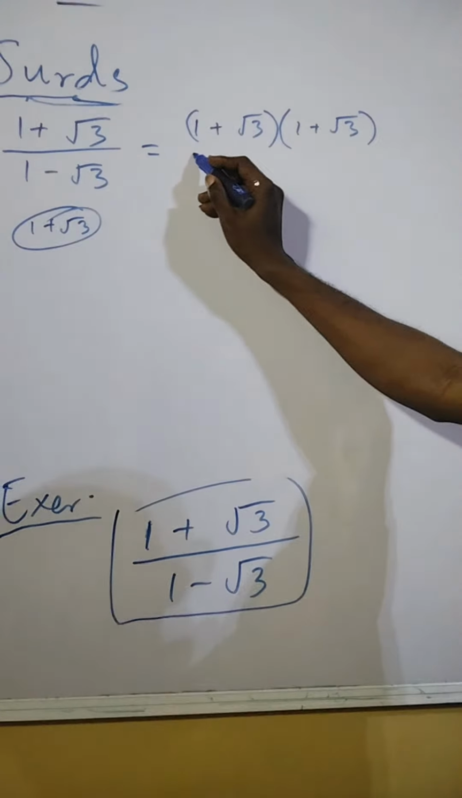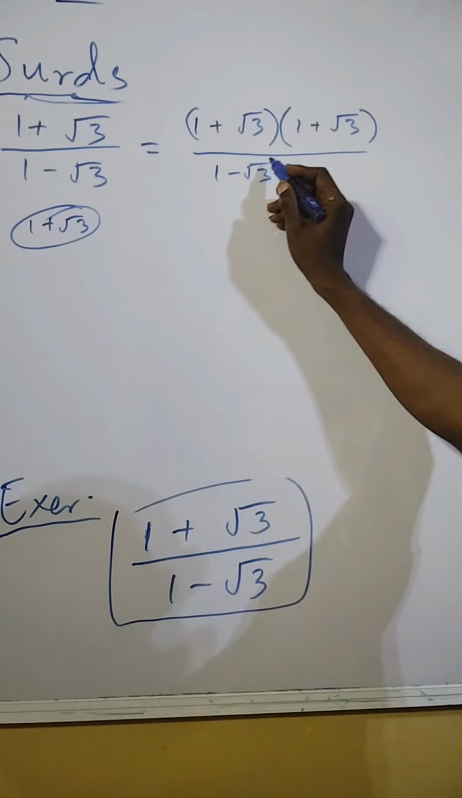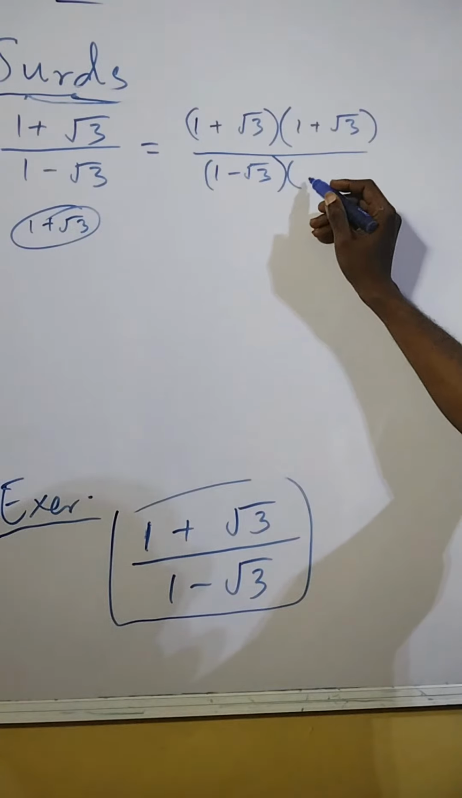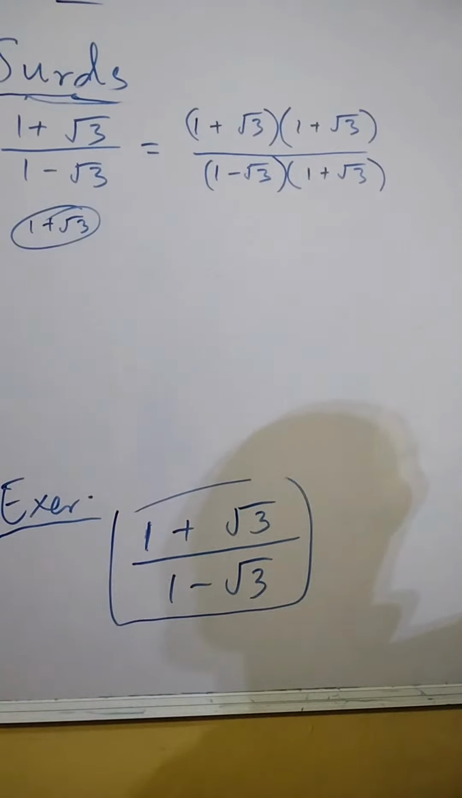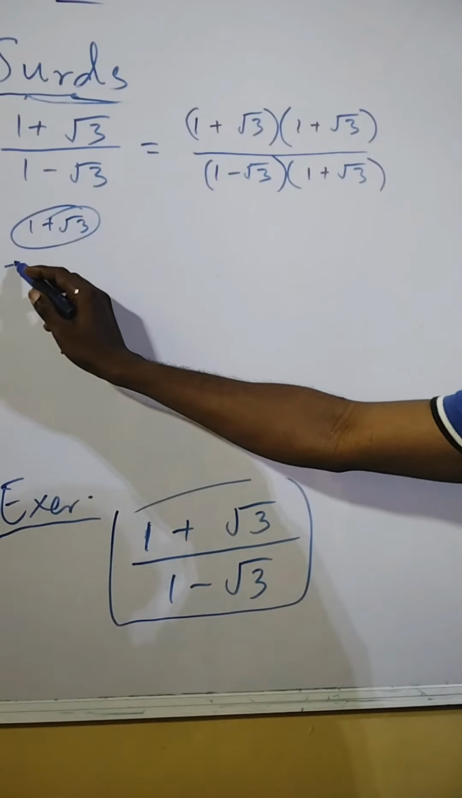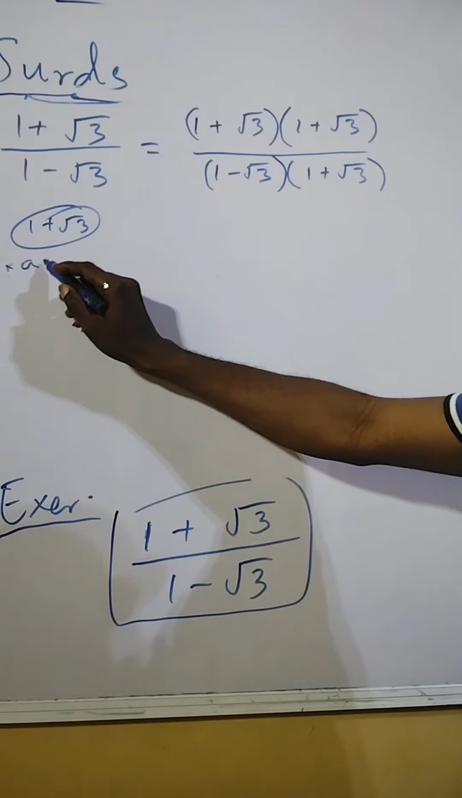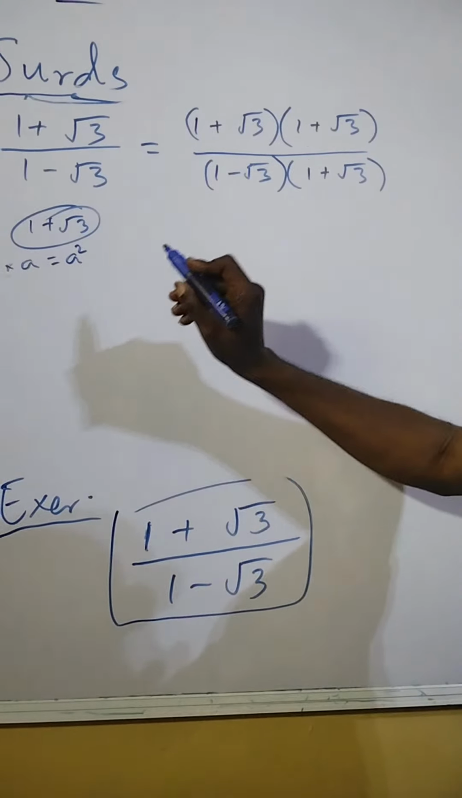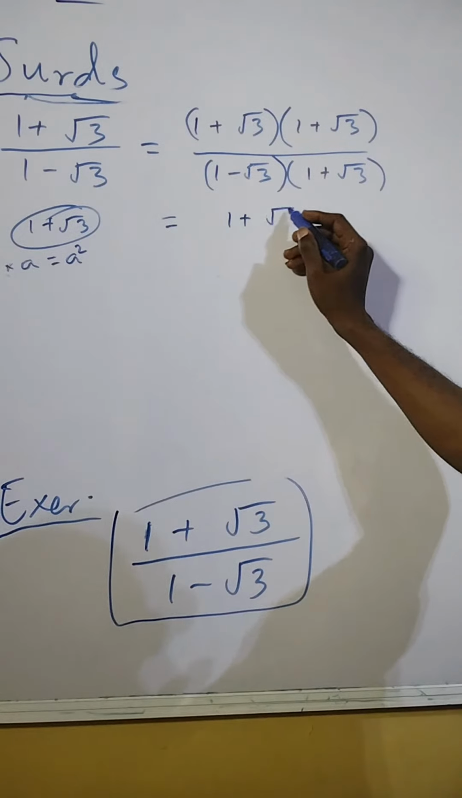Okay, and divided by also this, which is 1 minus root 3 times also 1 plus root 3. Then we can now expand this bracket, and from the expansion here we discover that this bracket has same things. So whenever we have same thing multiplying, like a times a, that's a squared. So we can write this as 1 plus root 3 all squared.